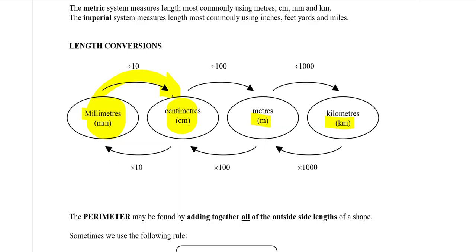And then from centimetres to metres, you divide by 100, and then to get to kilometres, divide by 1,000. When you're going from bigger units to smaller units, you are timesing by 1,000, 100, and 10. So make sure that you know that diagram.